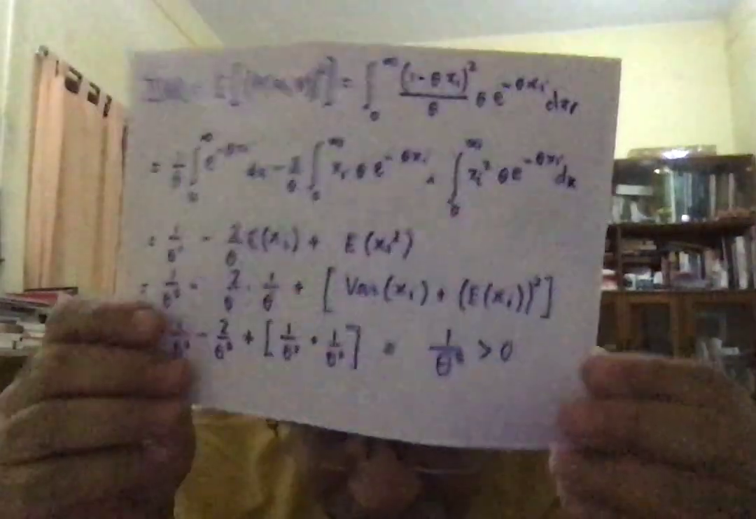Sorry, there is a small mistake which I am going to correct. Give me a second. This cannot be a mistake, right? So it's 1 by theta square.